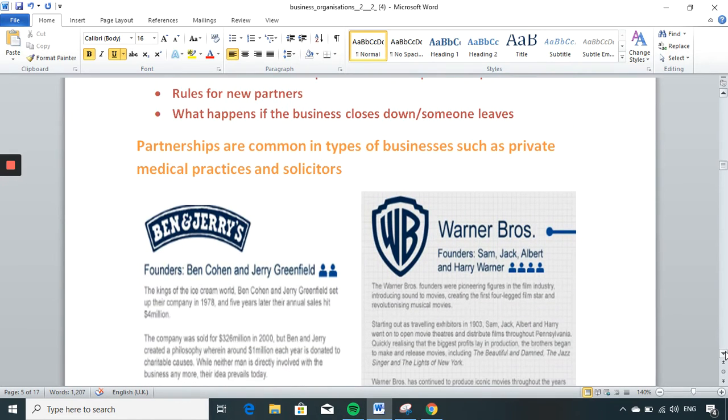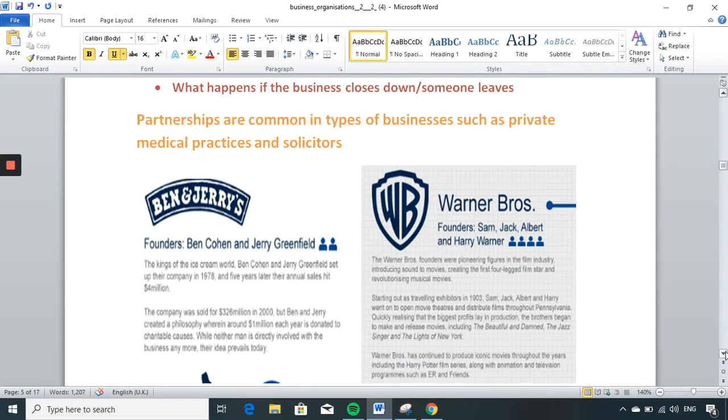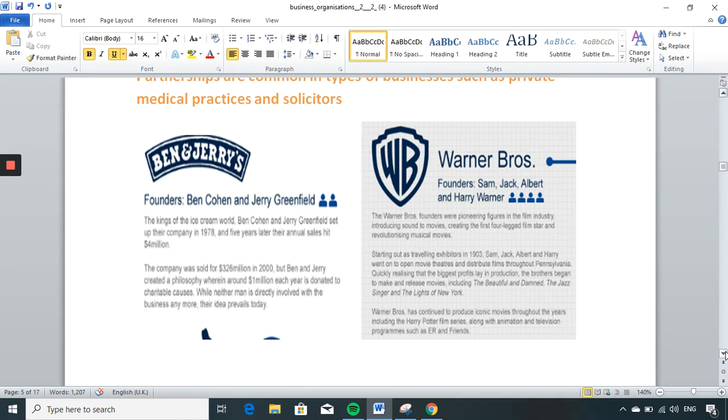Generally, you'd have small medical practices or solicitors, something that might be partners. There's famous ones as well, Ben and Jerry's and Warner Brothers, that are partners that you probably have heard of around the world.